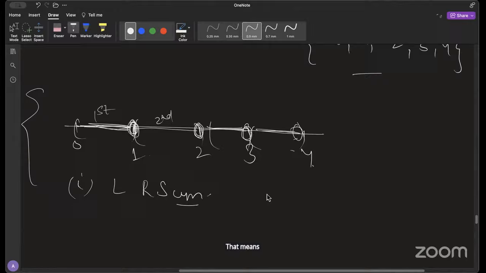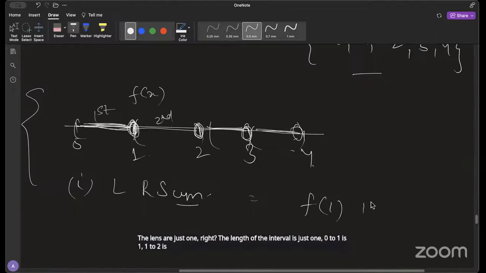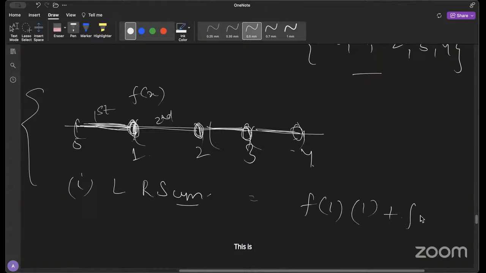That means this will be equal to the summation of f(x). If the function you're taking is f, then what will the left Riemann sum be? F of 1. The lengths are just 1, right? The length of the interval is just 1. 0 to 1 is 1. 1 to 2 is also 1. This is 1. Then you have to take the left end point of this second subinterval, which is 2.